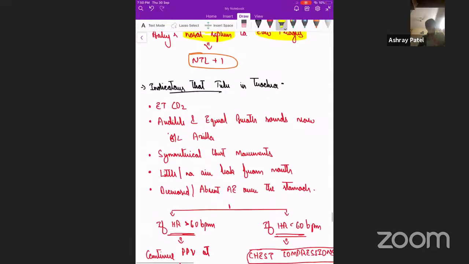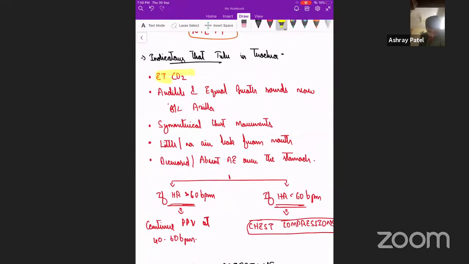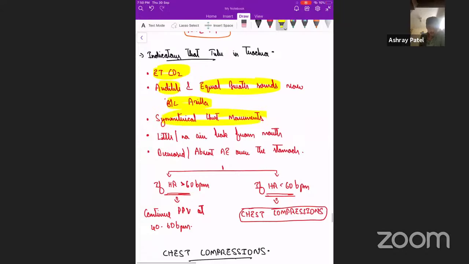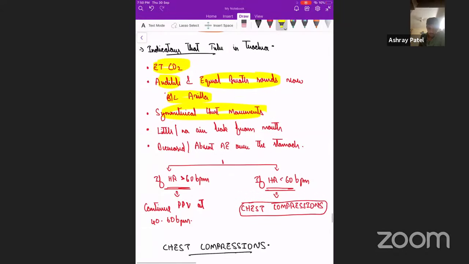Okay, fine. So if you have an endotracheal tube CO2 detector, EtCO2, then okay, fine. If it is not available, audible and equal breath sounds near the bilateral axilla. Okay, symmetrical chest movement, symmetrical chest rise should be there. Little or no air leak from the mouth should be present.